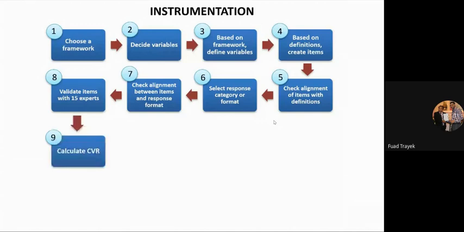Number 9, once we validate our items with the 15 experts, we have to calculate the CVR, which we call the content validity ratio. Based on the content validity ratio, we will decide which items we will keep, which items we have to refine, and which items we have to delete. So stage 10, we refine and finalize the items based on the CVR result.